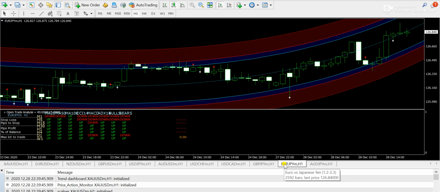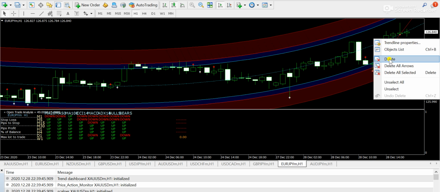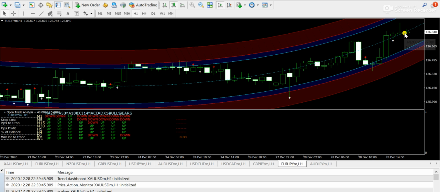Next, let me see what's going on with EURJPY. The same concept applies, guys. Look at this. The market went into the oversold levels, and after that it started to gain momentum, and then it went to the other side, and you can see the market has turned into the upward direction.